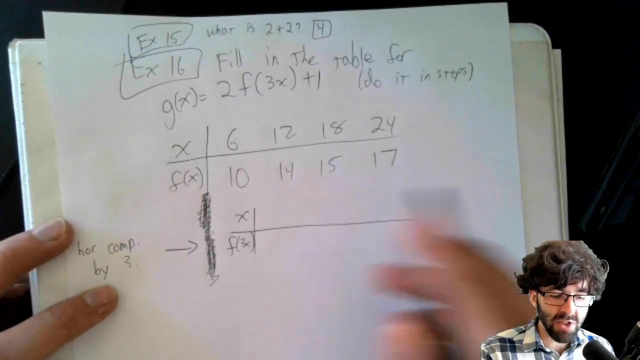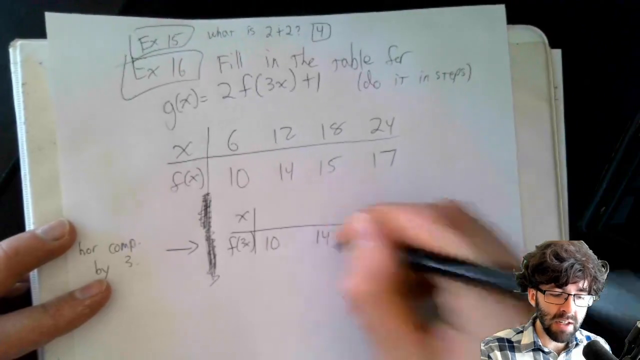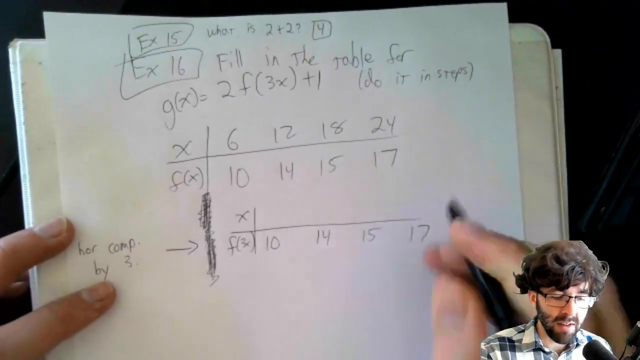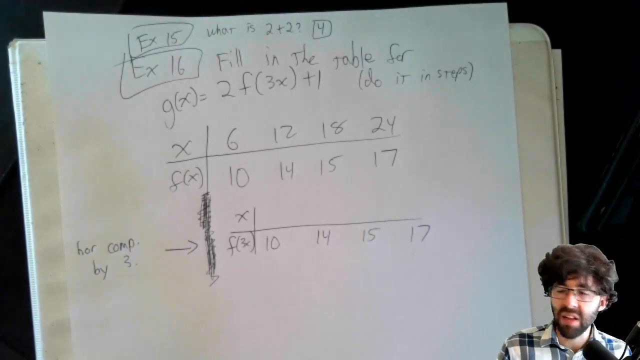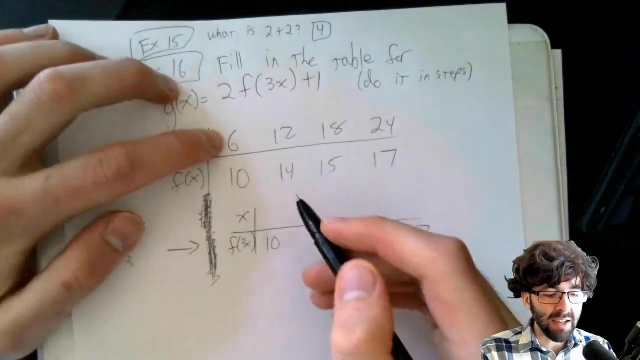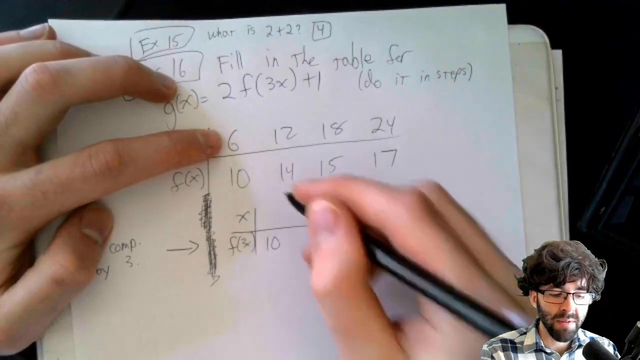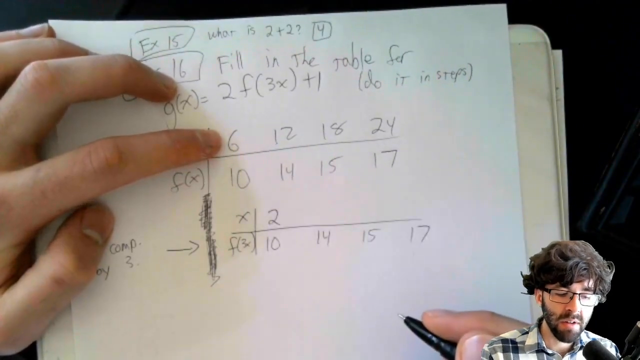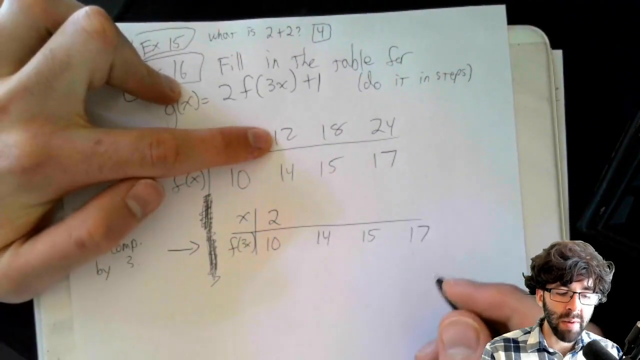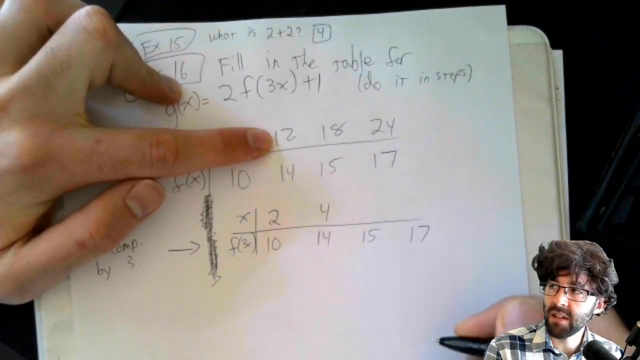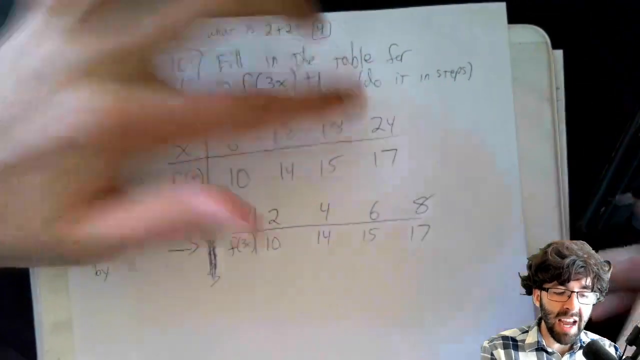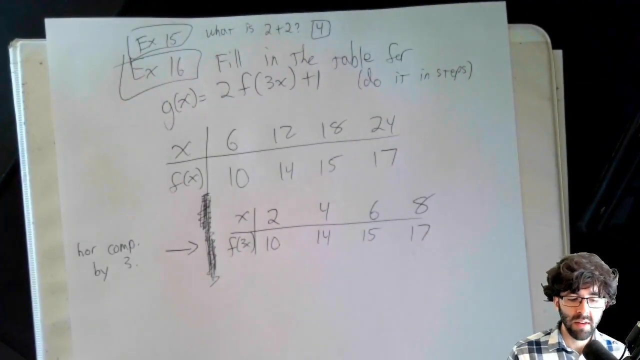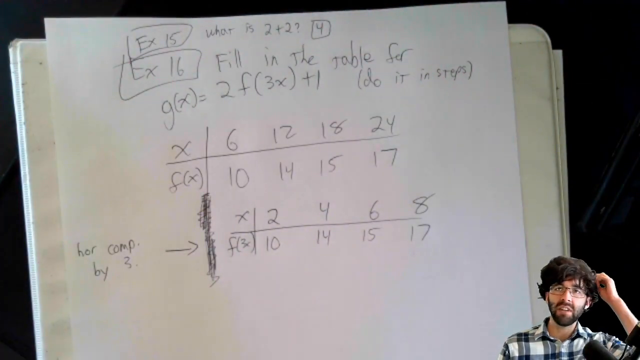So the y values aren't changing. It's still 10, 14, 15, 17. But we're compressing horizontally. All the x values get compressed by 3. 6 divided by 3 is 2. 12 divided by 3 is 4. 18 divided by 3, 6. 24 divided by 3, 8. We have done one function transformation.